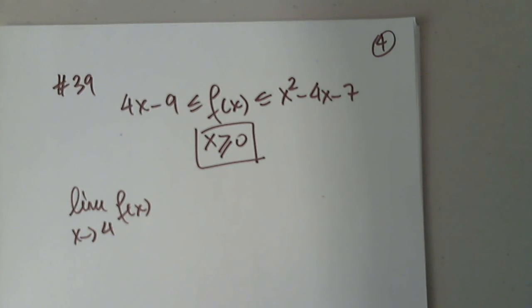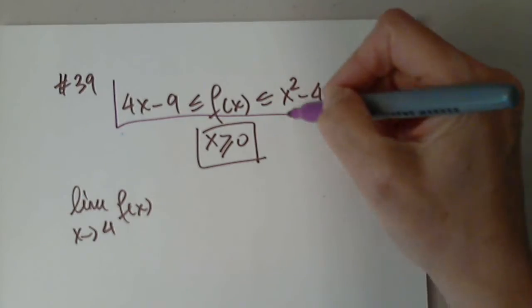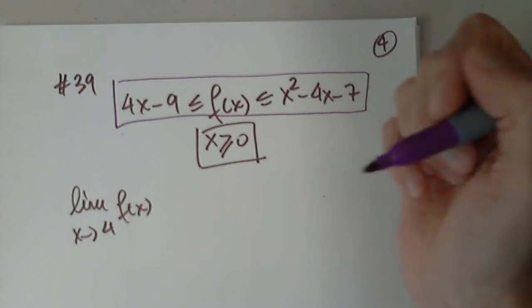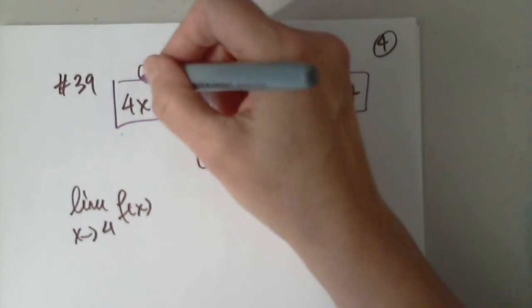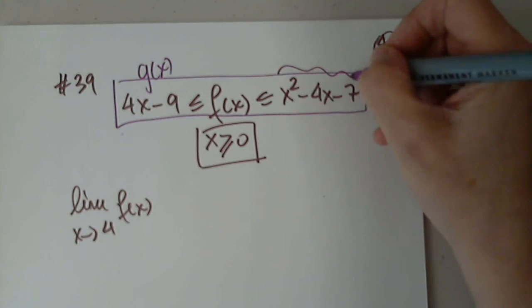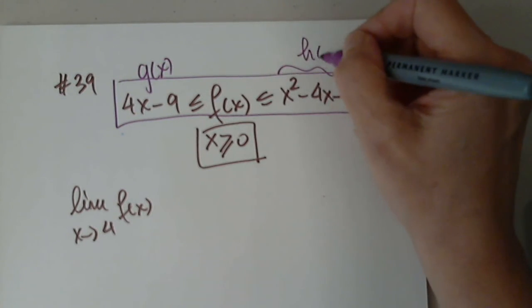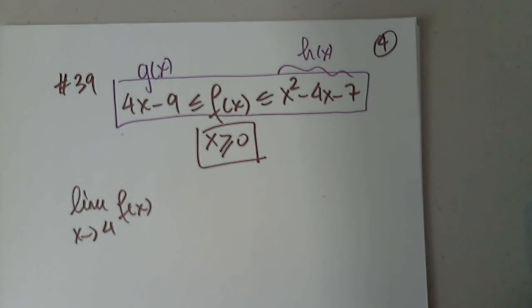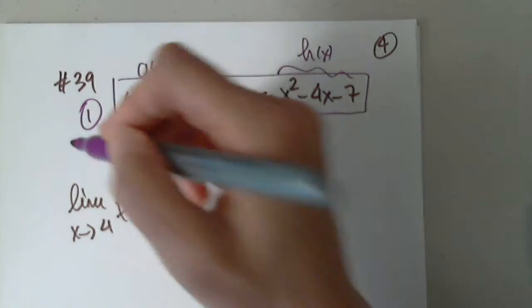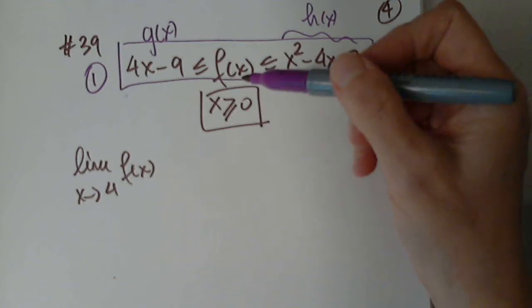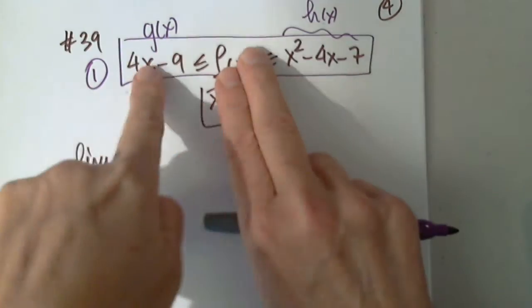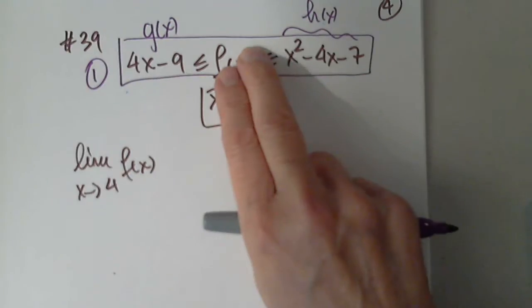I already have the first hypothesis of the squeeze theorem. I already have the lower function, let's call it g of x, and the upper function. Since this is f, I'm going to call this one h. So I already have the first hypothesis of the squeeze theorem, in which the function is sandwiched, or squeezed, between these two.